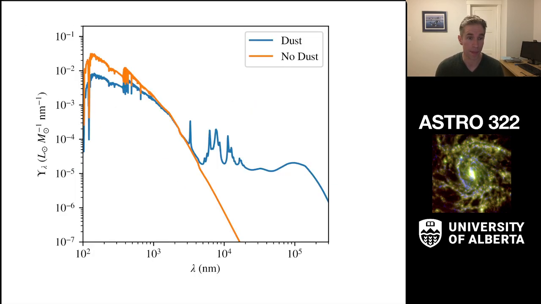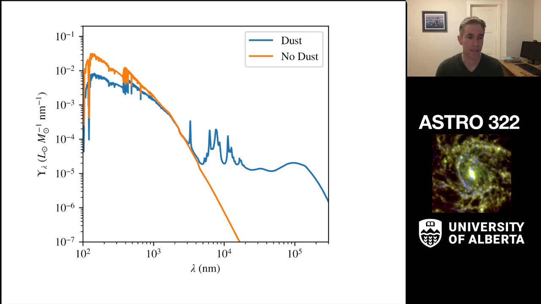The key to understanding why these two satellites are very useful for us is illustrated in this plot of the spectral energy distribution of stars. So this plots the emergent light from a certain mass of stars. So this is solar luminosities per solar mass per unit nanometer, because it's a flux density, or a luminosity density, and it's plotted as a function of the wavelength.